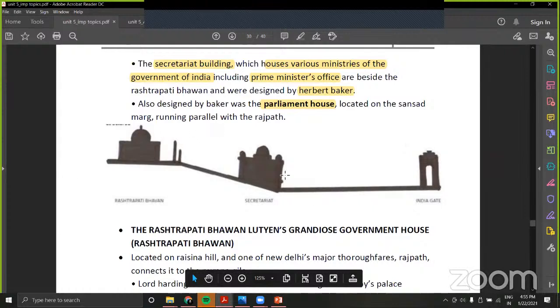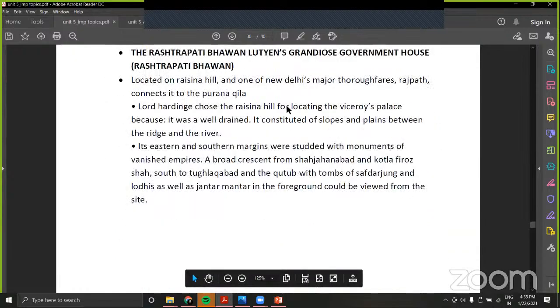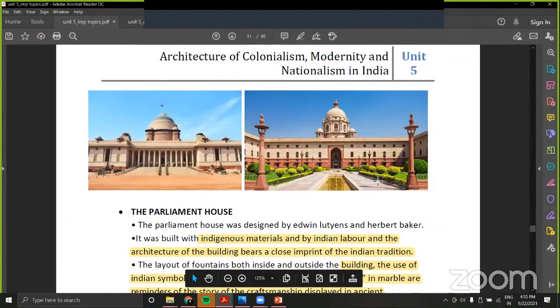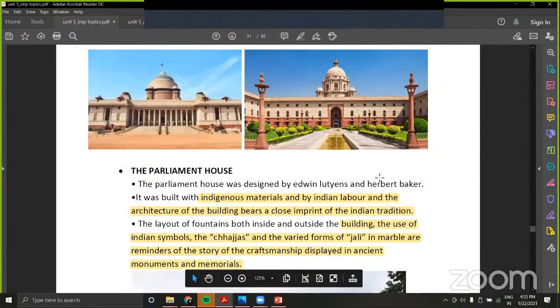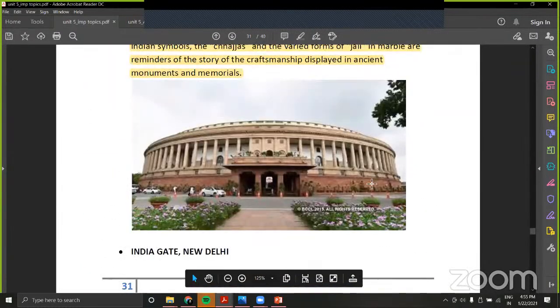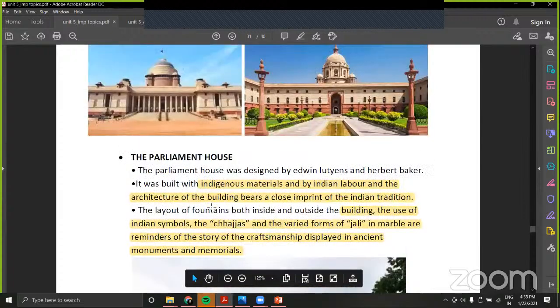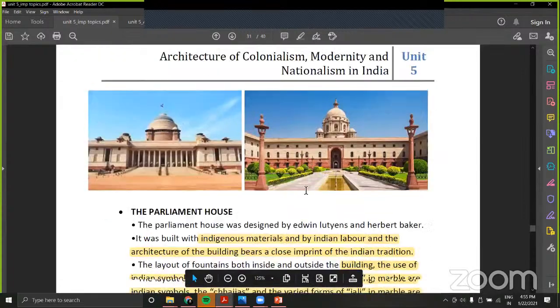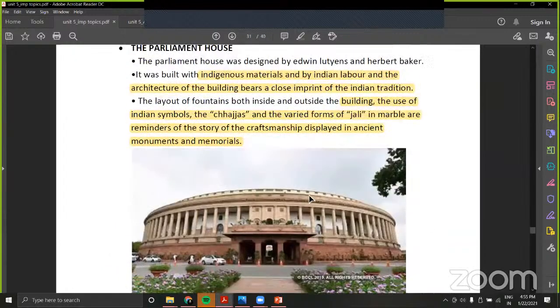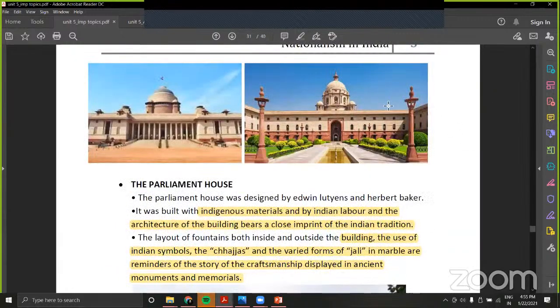From the Rashtrapati Bhavan, there is the Secretariat building, which houses the various ministers of the government of India. In Rashtrapati Bhavan there will be the chief of the country, and in the Secretariat there will be all the ministers, who will be using those. And this is India Gate, which is located in New Delhi, and this is the Parliament House. It still exists nowadays, and they used the Indo-Saracenic style in this building.